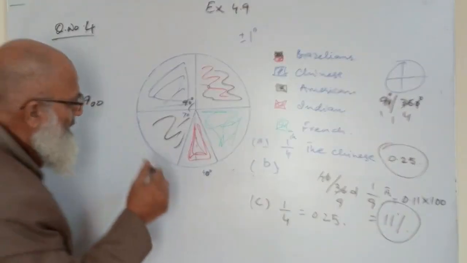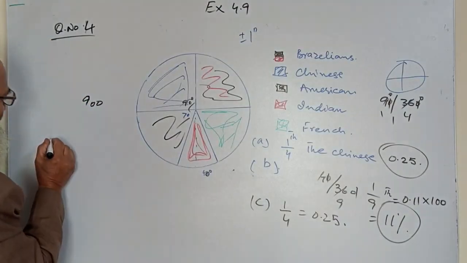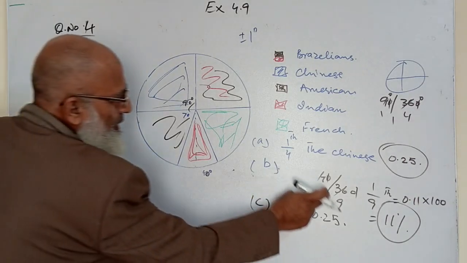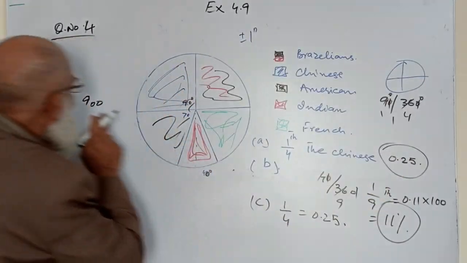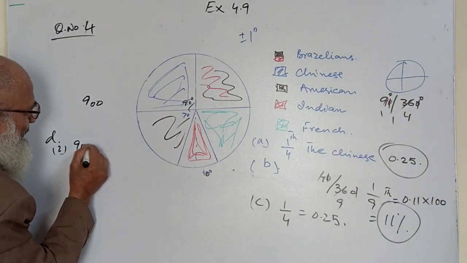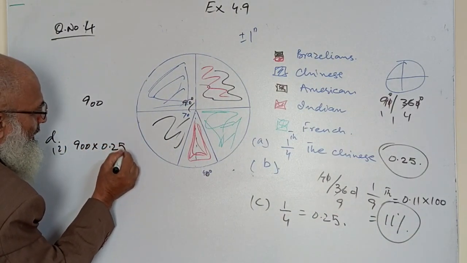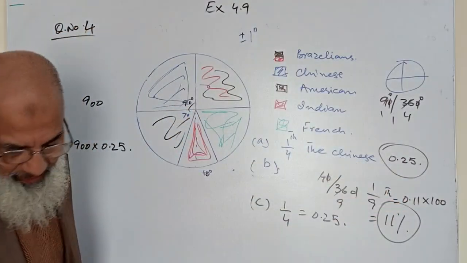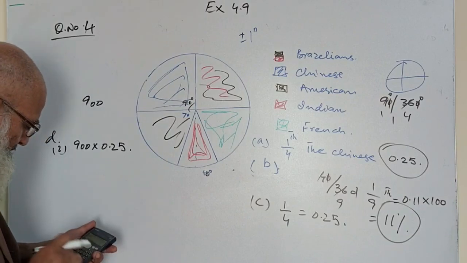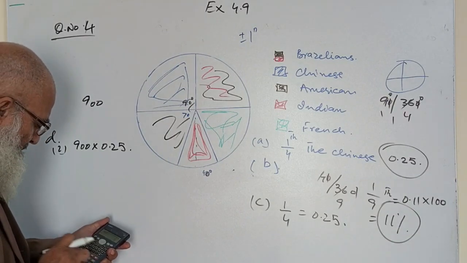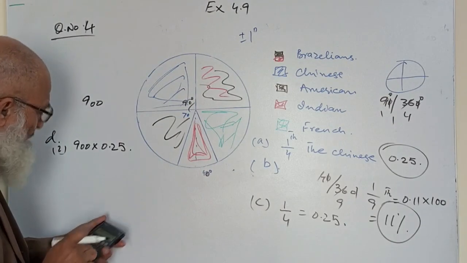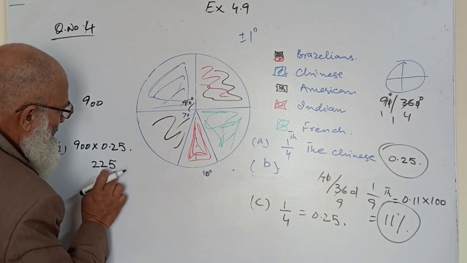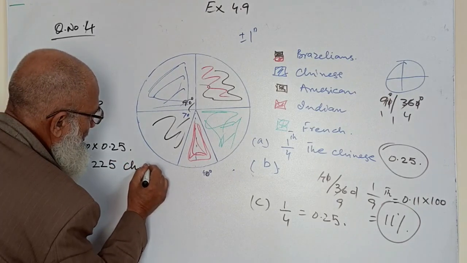Yes, Chinese first. This is part D1. Okay, part D1 is 0.25, we will simply multiply the already obtained result. So it will become 900 multiplied by 0.25. It will give the first answer, 225 Chinese students.